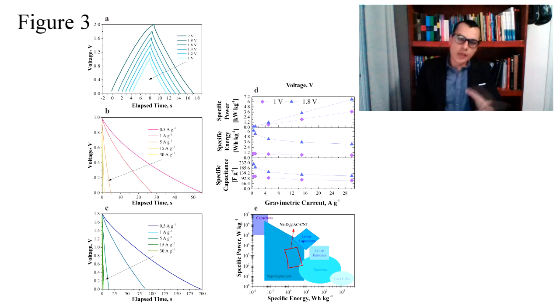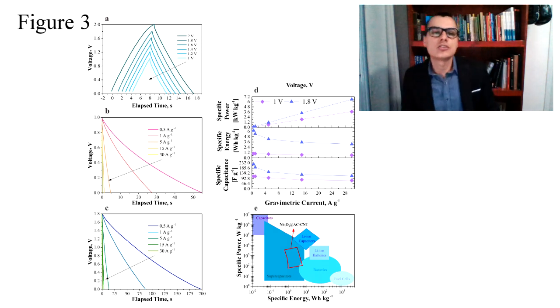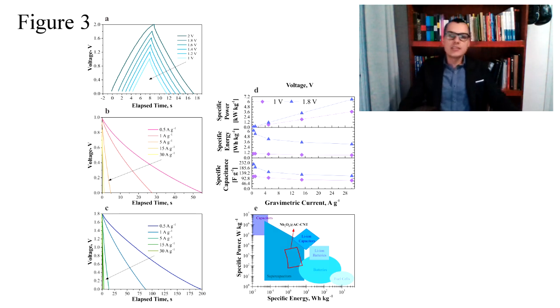Okay. The rate performance of the devices with 1 volt and 1.8 volts was also evaluated by galvanostatic charge and discharge, or GCD. The GCD was carried out at 5 amperes per gram with different cell voltages from 1 to 2 volts, as seen in figure 3a. And no overcharge curve was observed until 1.8 volts. These curves show the best working voltage for supercapacitors.